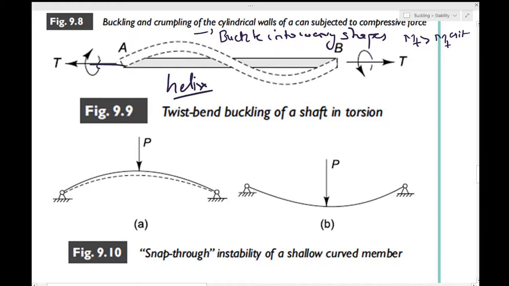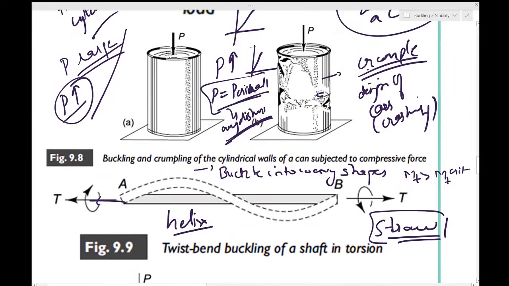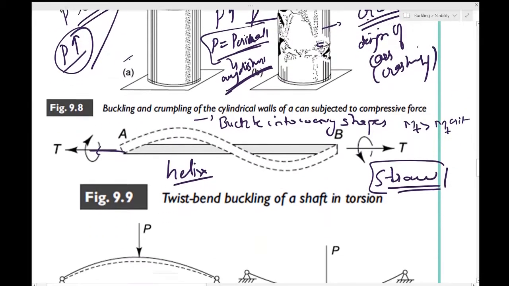This is something you can easily observe if you see a cylindrical straw, for example, the straw through which we drink juices and cold drinks. You can observe this type of buckling. We have earlier seen the buckling in axial loading, and this is the buckling in torsion.